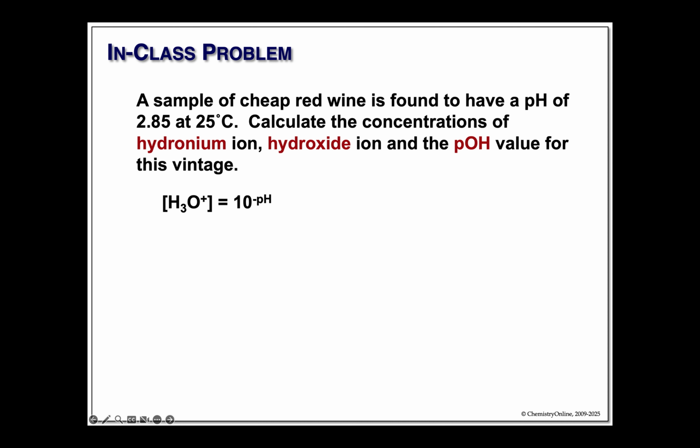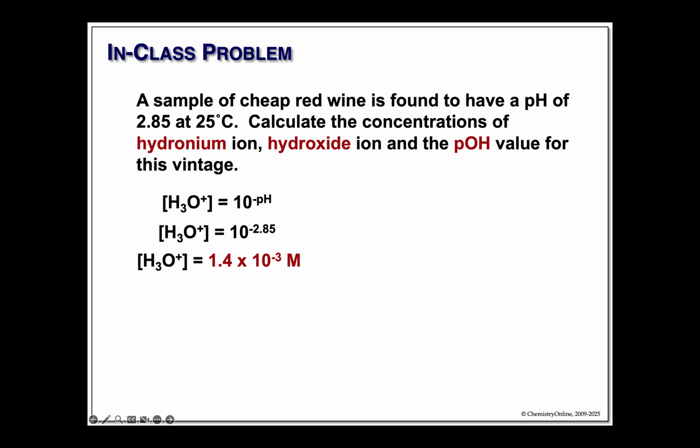Hydronium, 10 to the minus pH. We're given the pH of 2.85. Simply do 10 to the x, 1.4 times 10 to the minus 3. Very acidic one.